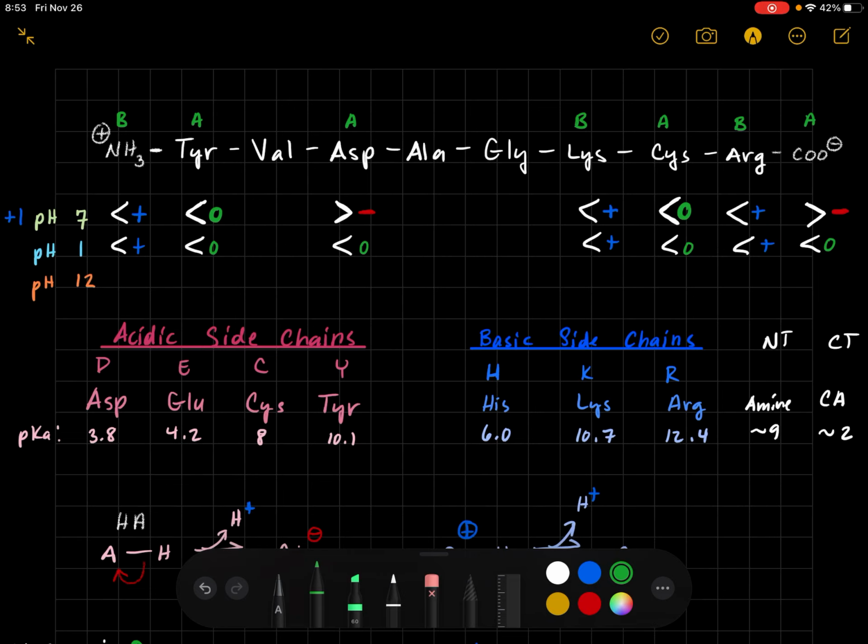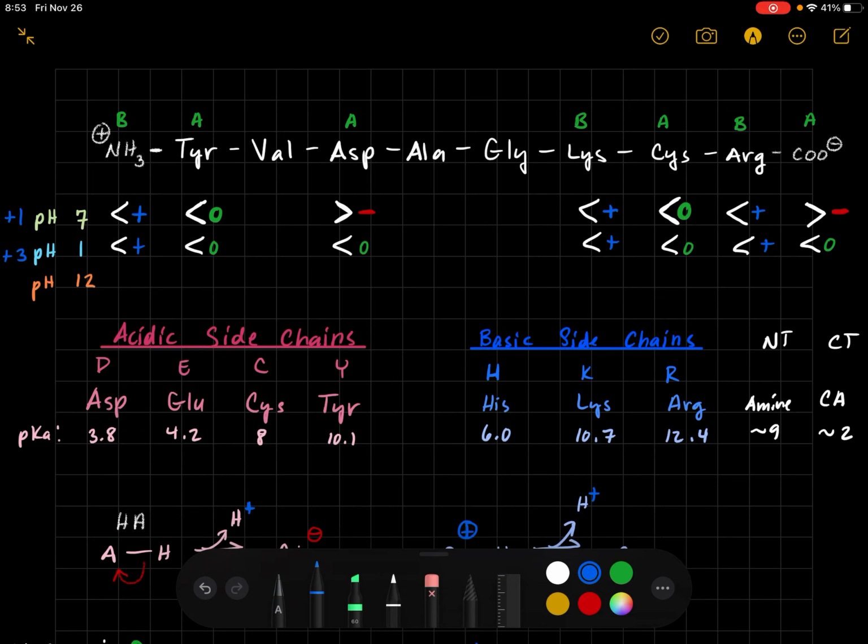Now, same thing, you just need to add the number of positive charges and subtract the number of negative charges. Number of positive charges are 1, 2, 3, but there are no negative charges, and therefore, the net charge on this peptide at pH of 1 will be positive 3.